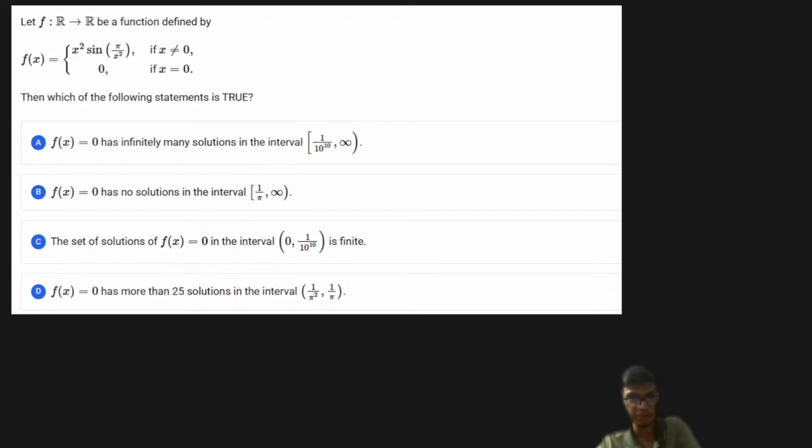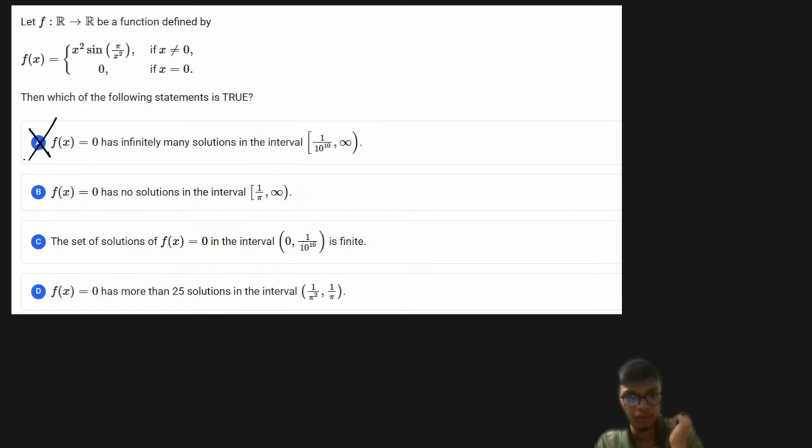So if you look at the first option, it is saying that f of x equal to 0 has infinitely many solutions, right? Now what we try to see over here, if we put x equal to 0, it is going to have only one solution, that is, at x equal to 0, f of x should be equal to 0, right? So therefore the option mentioned as option number A, that it has infinitely many solutions, is not the correct option, as you can understand, right?